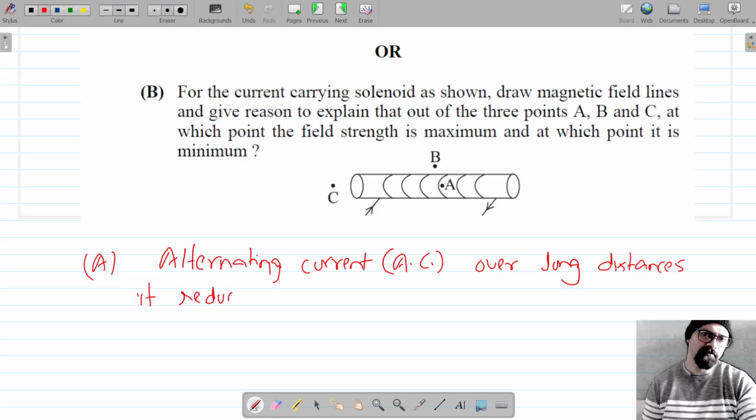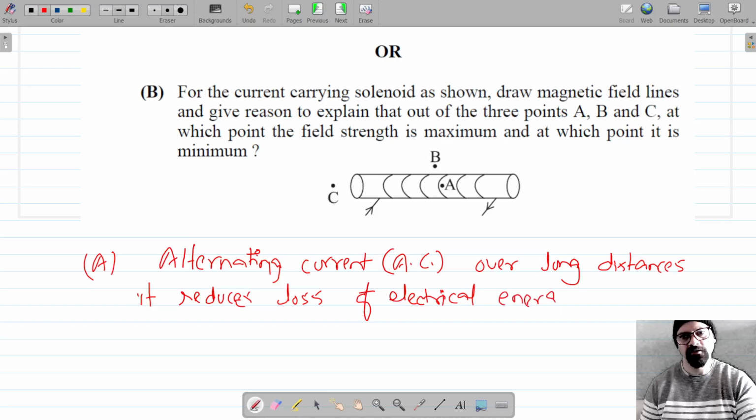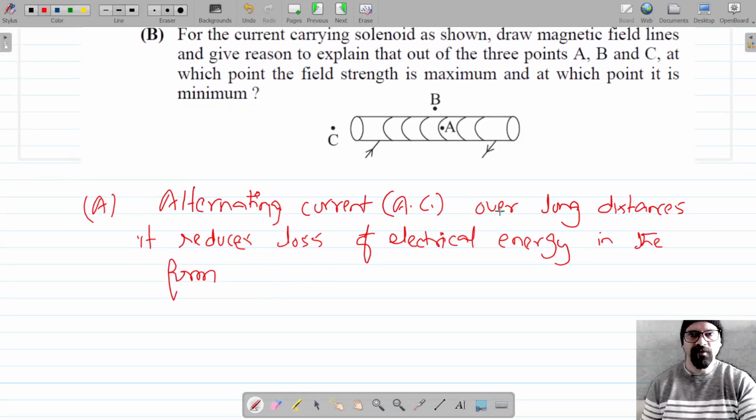It reduces loss of electrical energy in the form of heat. So that's why the alternating current is considered to be transmitted over long distances. It reduces loss of electrical energy in the form of heat, because we know that whenever current travels in a wire, heat energy is produced because of the heating effect of electric current. But because we have to reduce that, alternating current is the best option to transmit it over long distances. It reduces loss of electric energy in the form of heat.